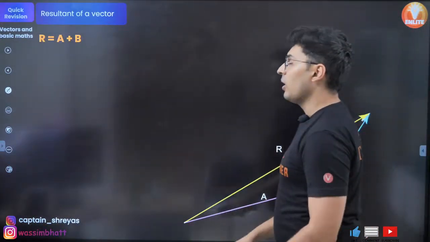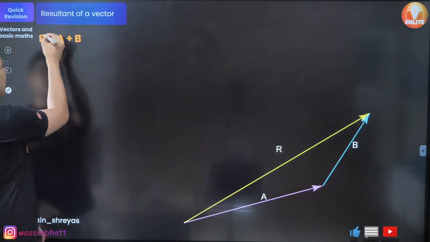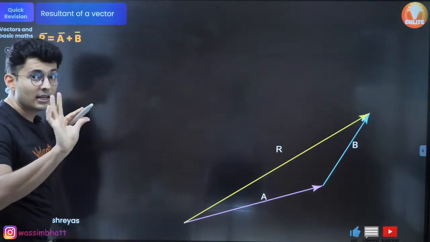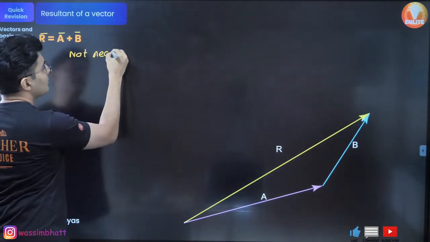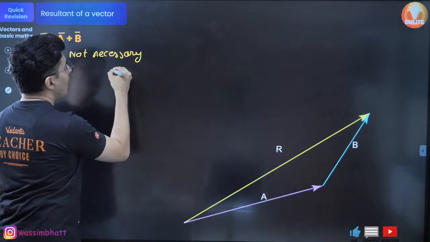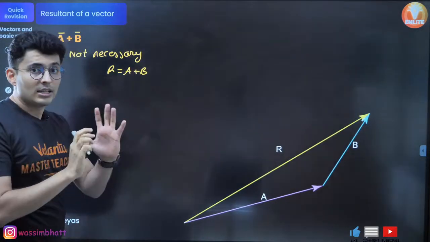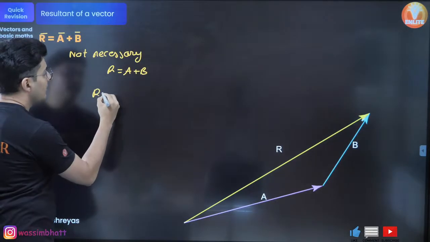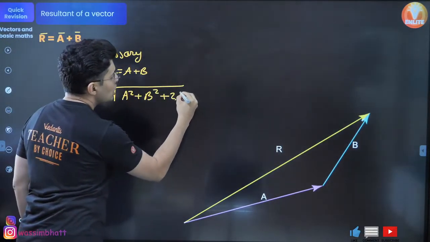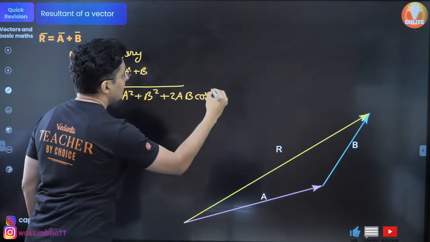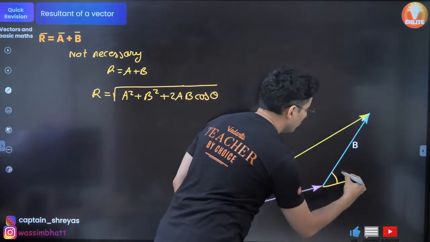All right. Now the formulas for vector addition, you should know it. So if the resultant vector is a vector plus b vector, it's not necessary that R is equal to a plus b. That is not necessary. Keep this in mind. Their magnitudes will not add. In fact, the magnitude will be the square root of a square plus b square plus 2ab cos theta. What is theta? The angle between the two vectors. So the angle between the two vectors is measured here.